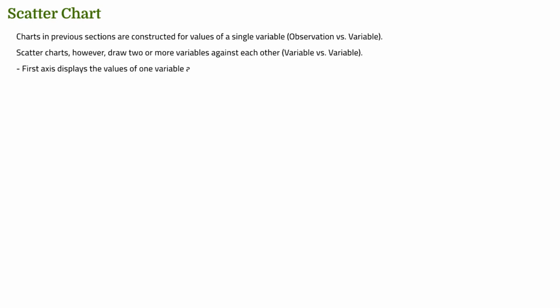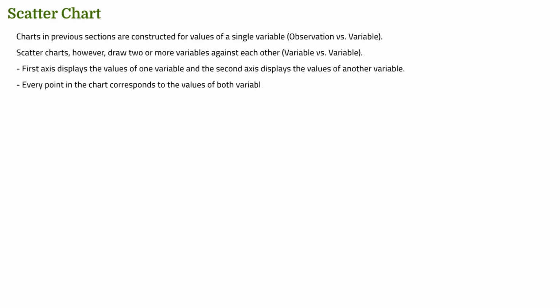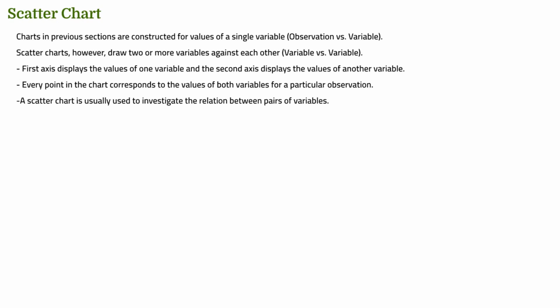The first axis displays the values of one variable, and the second axis displays the values of another variable. Every point in the chart corresponds to the values of both variables for a particular observation. A scatter chart is usually used to investigate the relation between pairs of variables.